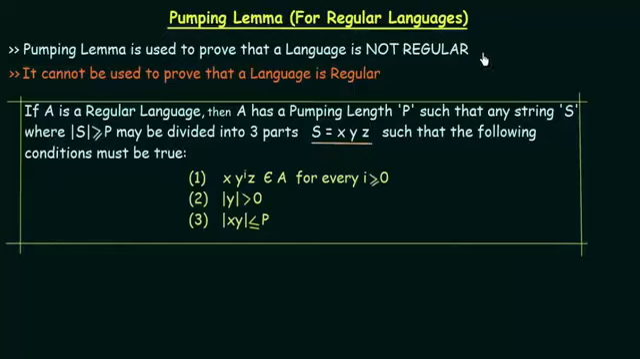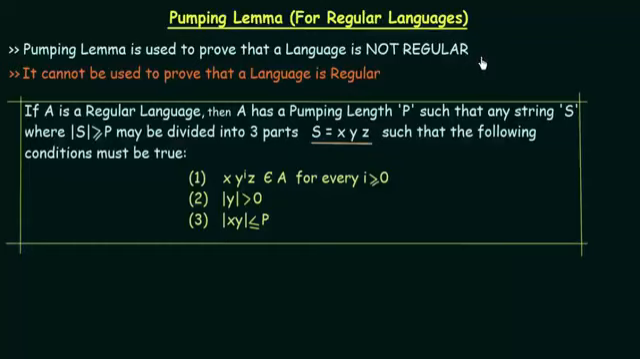Regular languages are the languages that can be represented or designed using a finite state machine. All regular languages can be designed using finite state machines, and we know the properties of finite state machines, and we also know their limitations. Due to their limitations, there are some languages that cannot be designed using finite state machines, and those languages are known as non-regular languages.